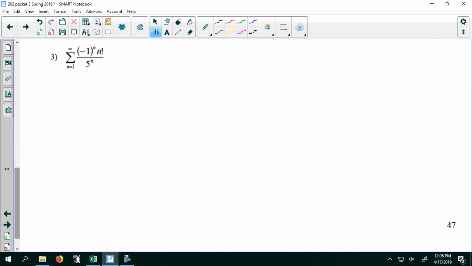Okay, number 3. The sum from n equals 1 to infinity of (-1)^n times n factorial over 5^n. I'm going to start with absolute value. The (-1)^n is just going to cause the signs to alternate, and since I'm taking absolute value, all the negative signs become positive. So this is just the sum of n factorial over 5^n. Whenever you have factorials and exponentials, we're going to use the ratio test.